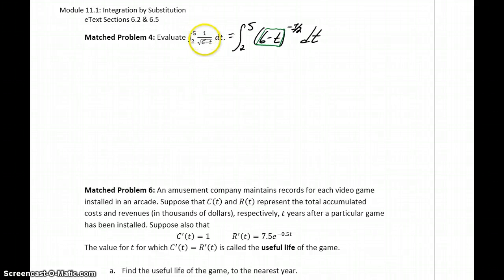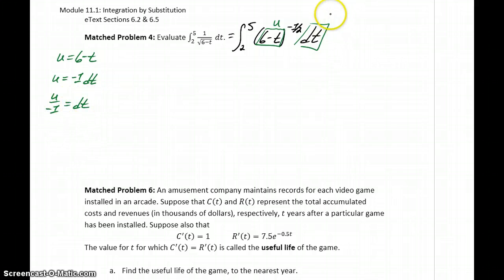So if we look at it this way, this looks like 1 over x, with the square root of 6 minus t as the interior function. But when we rewrite it, it's a little bit clearer that what we have is some function being raised to the negative 1/2 power. So we'll let u equal 6 minus t, which means du equals negative 1 dt. All we have to swap out here is dt, so we'll let du over negative 1 equal dt. I'm sorry, that should be du, because here we're taking the derivative of both sides.